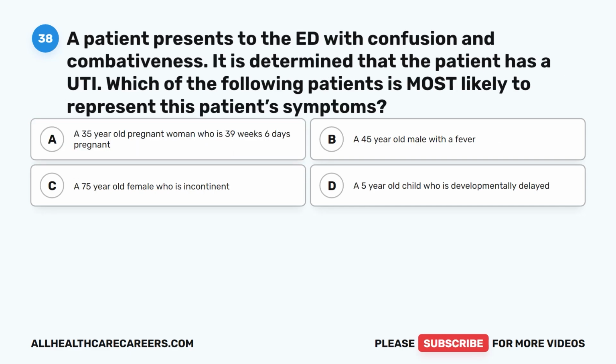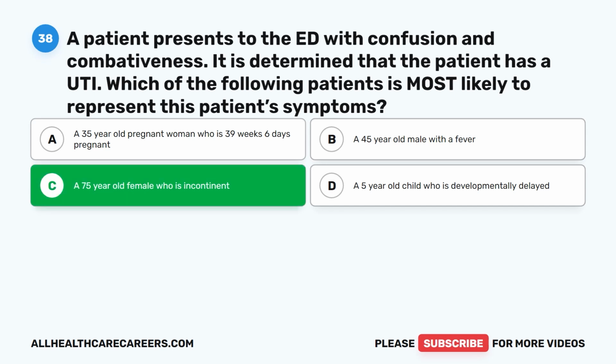Question 38. A patient presents to the ED with confusion and combativeness. It is determined that the patient has a UTI. Which of the following patients is most likely to represent this patient's symptoms? A. A 35-year-old pregnant woman who is 39 weeks 6 days pregnant. B. A 45-year-old male with a fever. C. A 75-year-old female who is incontinent. D. A 5-year-old child who is developmentally delayed.